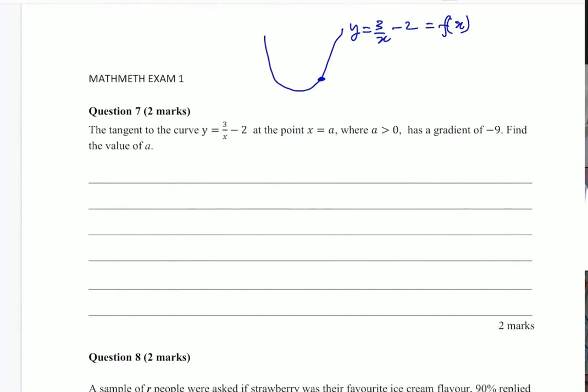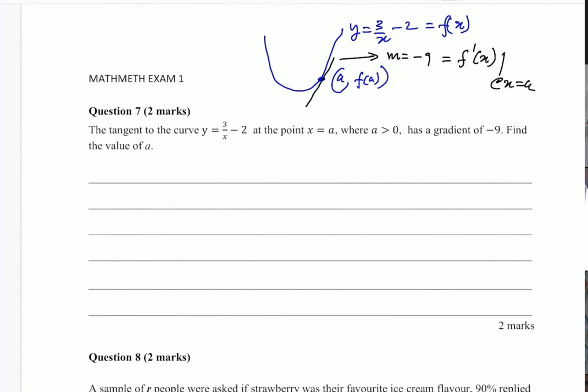So that's why I told you, remember, when x is equal to a, your y value would be f of a. You remember I taught you in our general training. So at that point, there is a tangent. The tangent to the curve at point A, where A is greater than 0, has a gradient M, which is minus 9, right? So it's very easy. So the tangent is your f dash x at x is equal to A, right? So those are very basic things.